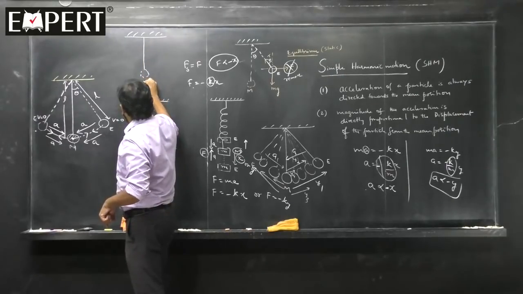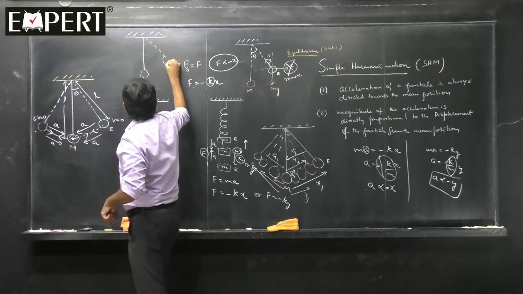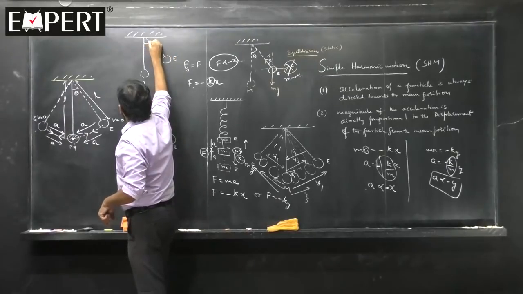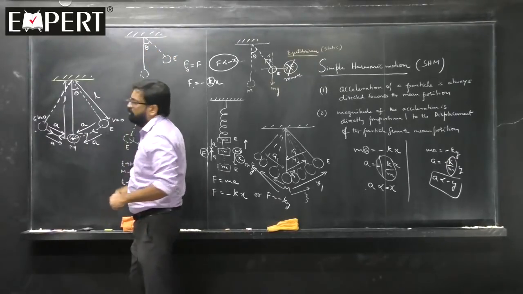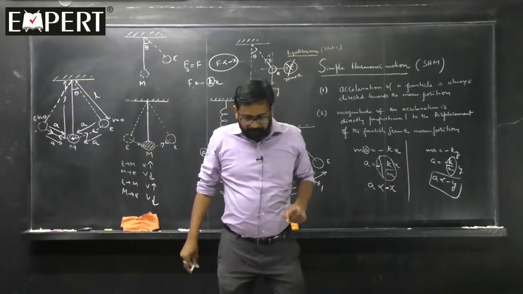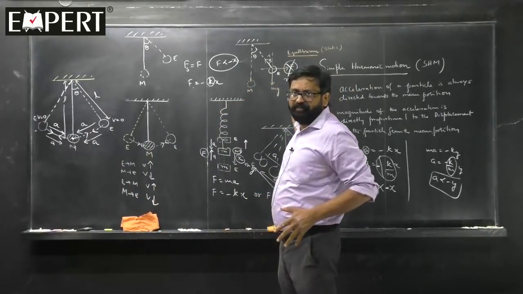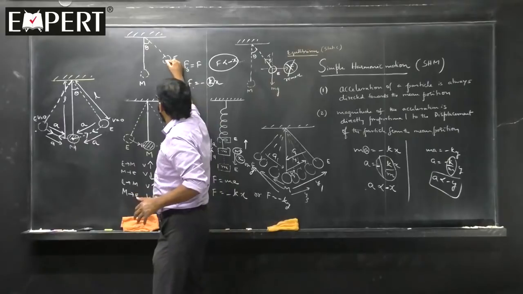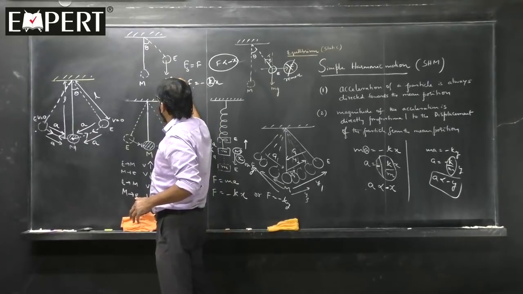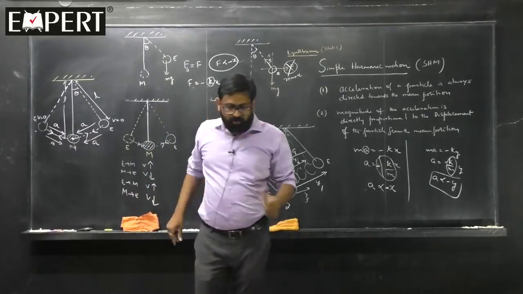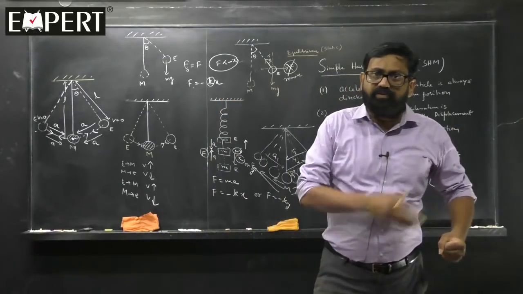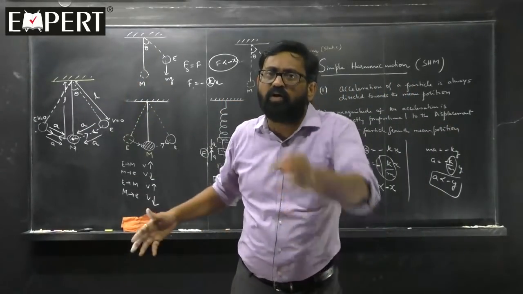This was the mean position. When you leave the bob from this extreme position, where in the extreme position the thread is making an angle theta with the vertical or original position, you have removed F. You have removed F, but there is mg. Most of you have an answer in your mind that when the bob is left from the extreme position, it starts moving towards the mean position because of gravitational force.